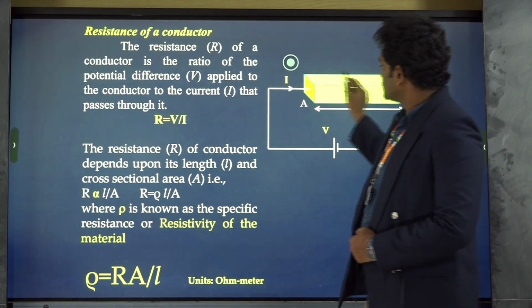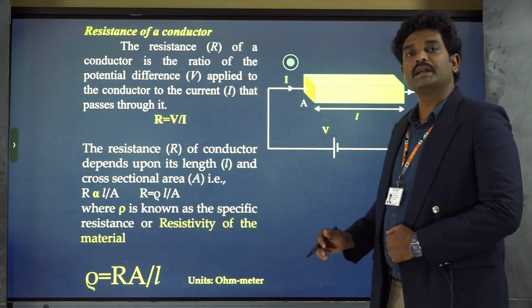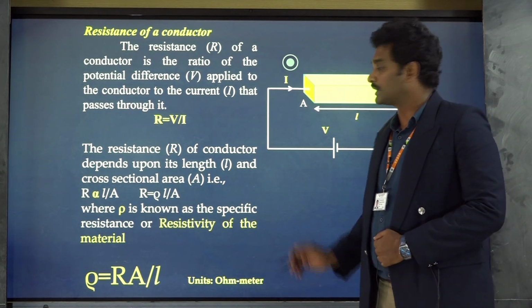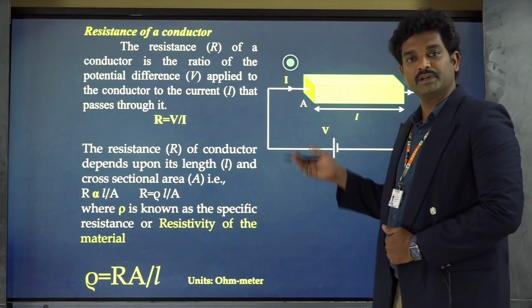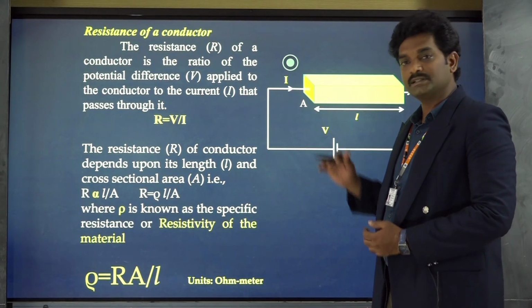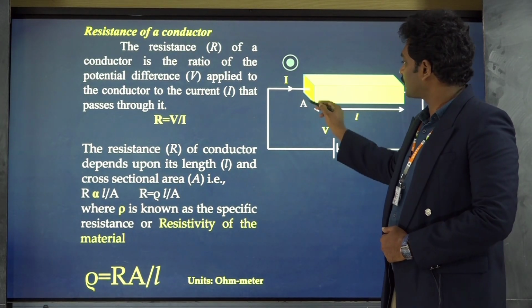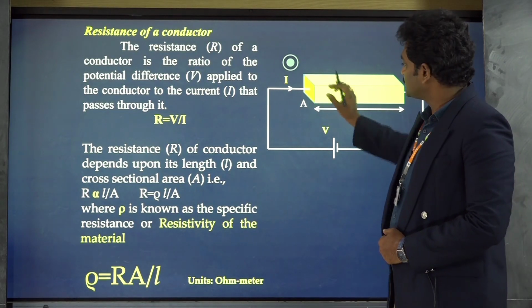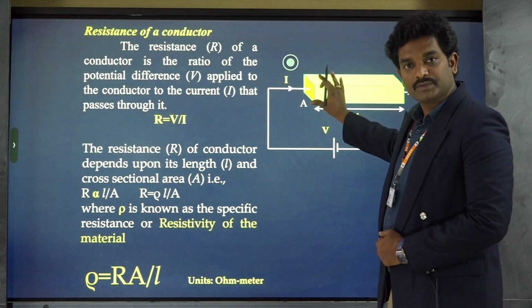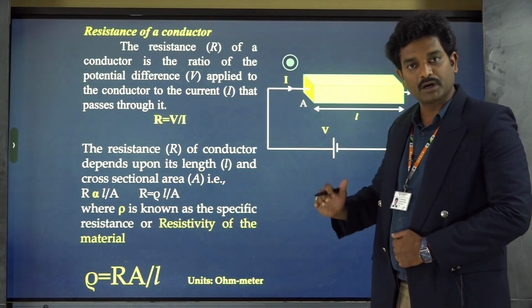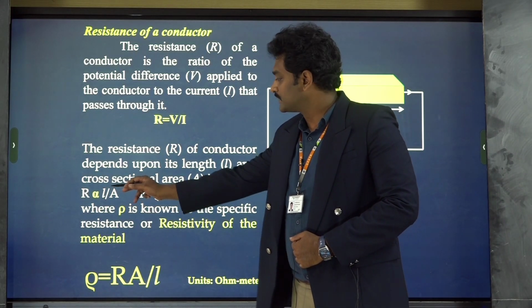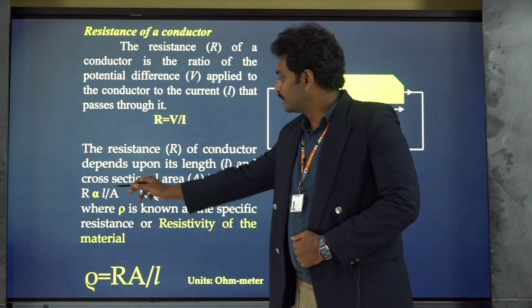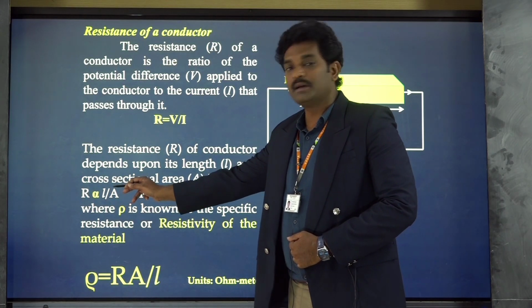Now the resistance of this conductor is directly proportional to the length of this conductor. This means as you increase the length of the conductor, the resistance will increase, and the resistance is inversely proportional to the area of cross section of this conductor. This means as we increase the area of cross section, the resistance will come down. So the resistance is directly proportional to L and inversely proportional to the area of cross section. So R is proportional to L by A.